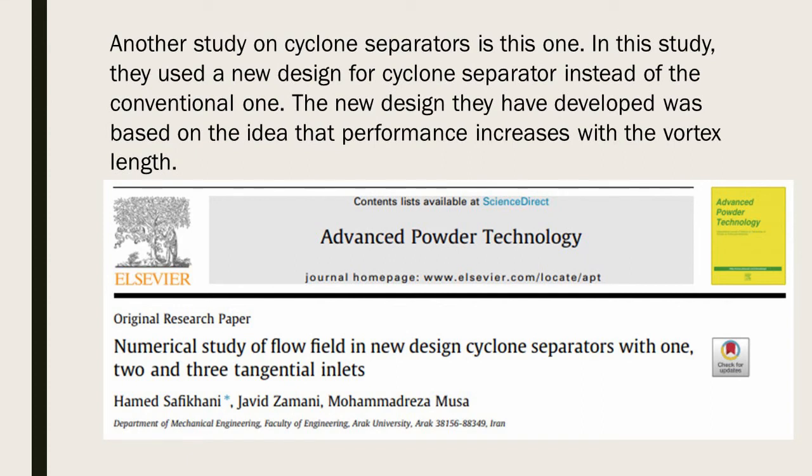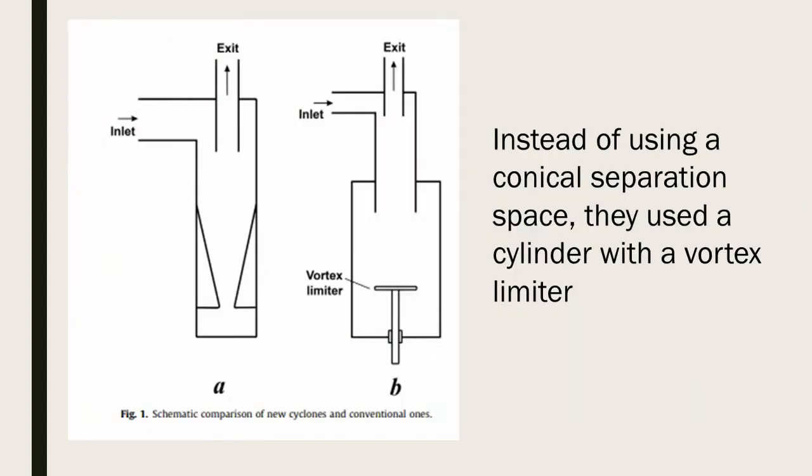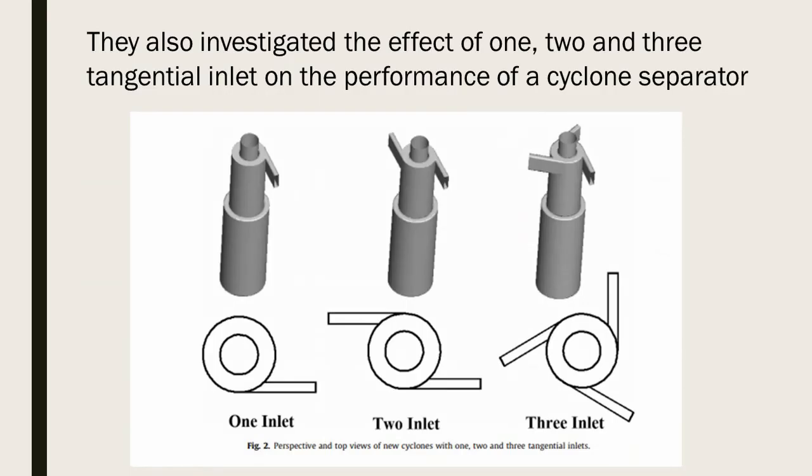Another study on cyclone separators is this one. The numerical study of flow field in new design cyclone separators with 1, 2, and 3 tangential inlets. In this study, they used a new design for cyclone separator instead of the conventional one. The new design they have developed was based on the idea that performance increases with the vortex length. Instead of using a conical separation space, they used a cylinder with a vortex limiter. They also investigated the effect of 1, 2, and 3 tangential inlets on the performance of a cyclone separator.